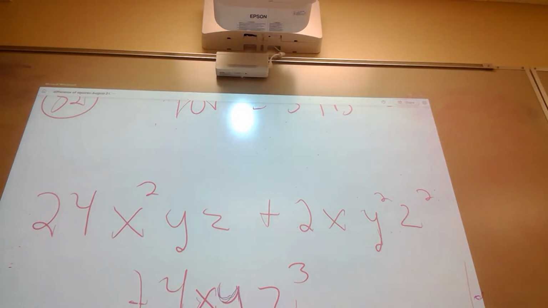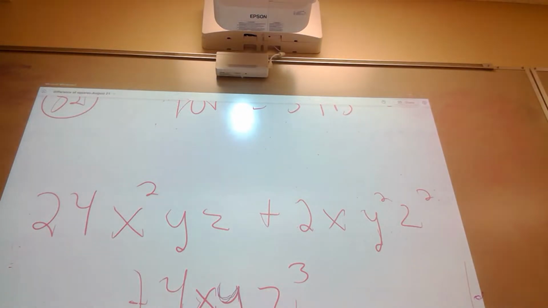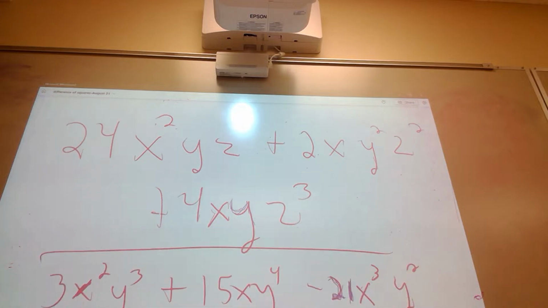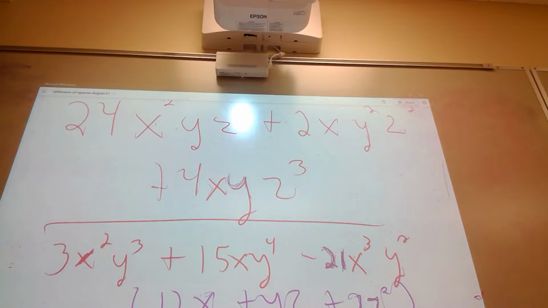So notice that x squared over x is x, and the y and z cancel. And you go here, this cancels the x, and y squared over y is just y. Okay, so we get 2xyz times, in parentheses, 12x. The y and the z cancel. We divide 24 by 2, we get 12.